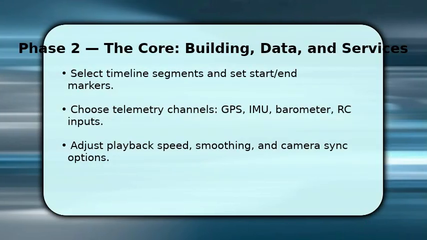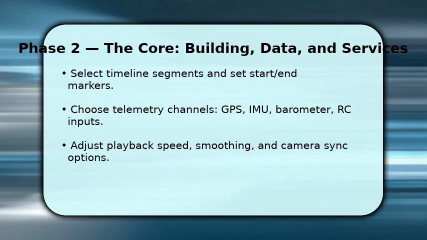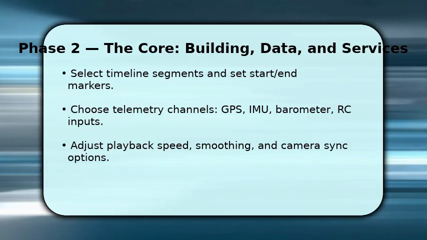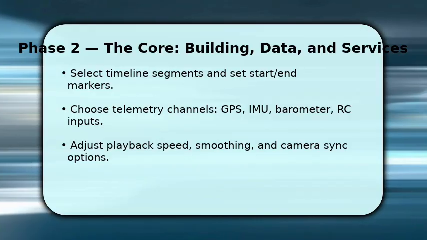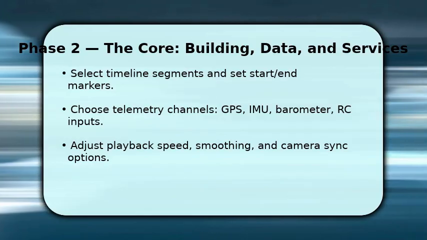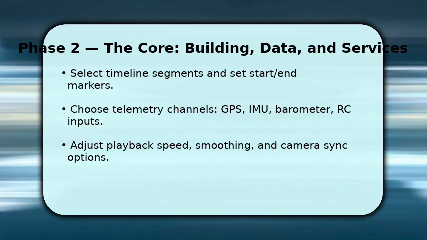Now you analyze the recording. Scrub the timeline and set precise start and end markers to focus on the event you want to study. Choose which telemetry channels to display: GPS, IMU, barometer, and RC inputs, because they reveal cause and effect. Then configure playback, adjust speed, enable smoothing to reduce noise, and sync camera footage to telemetry so visuals and data align. Once configured, step through keyframes frame by frame to inspect anomalies and note trigger points.